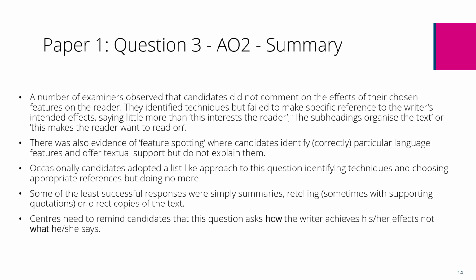Occasionally, candidates adopted a list-like approach to this question, identifying techniques and choosing appropriate references, but doing no more. Some of the least successful responses were simply summaries, retelling, sometimes with supporting quotations, or direct copies of the text. And we all know that kind of narrative descriptive approach isn't going to score well in an analytical AO2 question. Centres need to remind candidates that this question asks how the writer achieved his or her effects, not what he or she said.